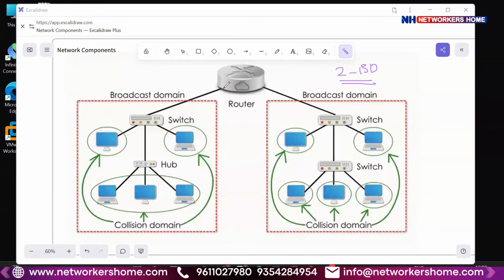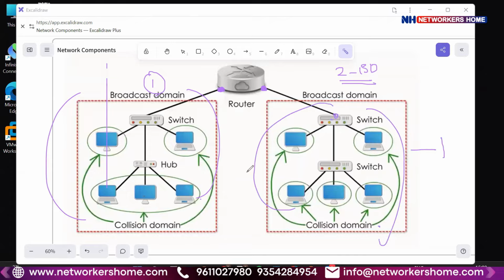Why 2 broadcast domains? A router has a broadcast domain per port. This is one port, this is another port. In this port, how many devices are connected? Switch, hub, PCs. It doesn't matter what is connected under this, because they are all a single broadcast domain. So all these will come into one broadcast domain. Likewise, this is another port, and this cable is connected with multiple devices. These will come into one broadcast domain. So 1 and 1. The answer is in the picture itself. That's why we have made a box. One box, another box.